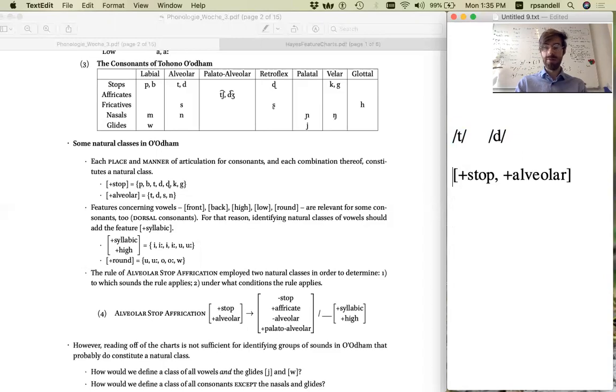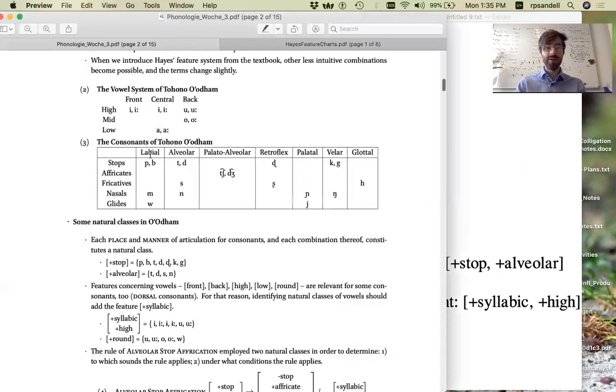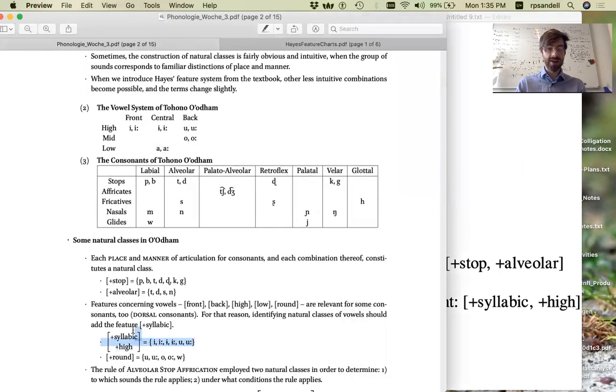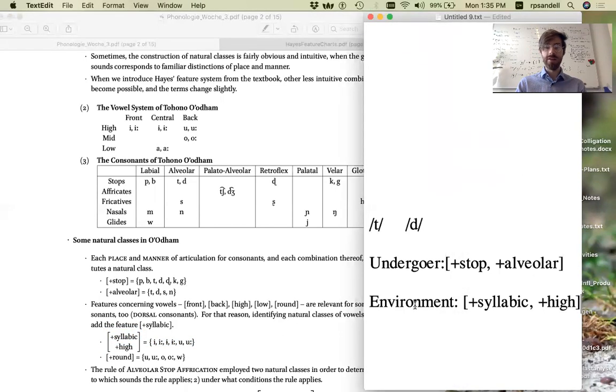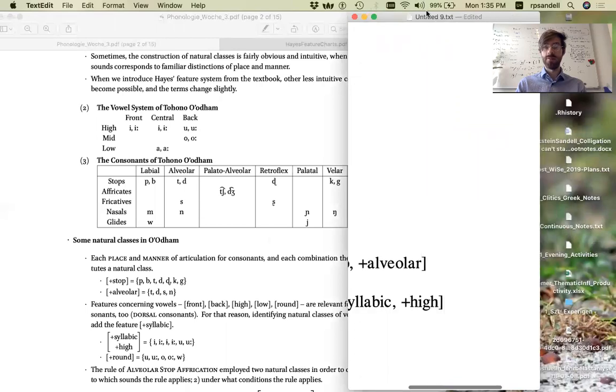So we have one natural class here which specifies what undergoes the process, and the environment, the context for the application of this process, specified by the vowels that are plus syllabic and plus high. So we had already noted that right here on the handout. That set of 6 vowels constitutes a natural class in O'odham.